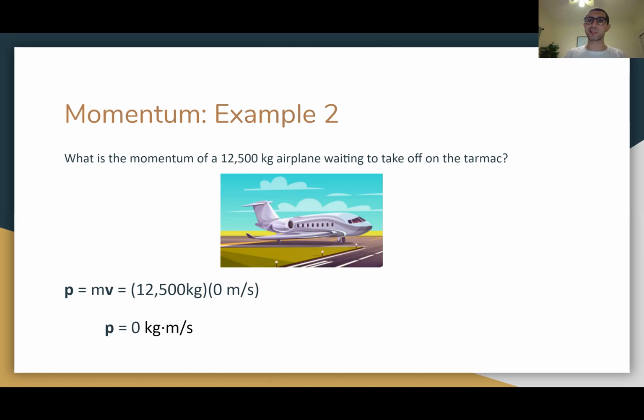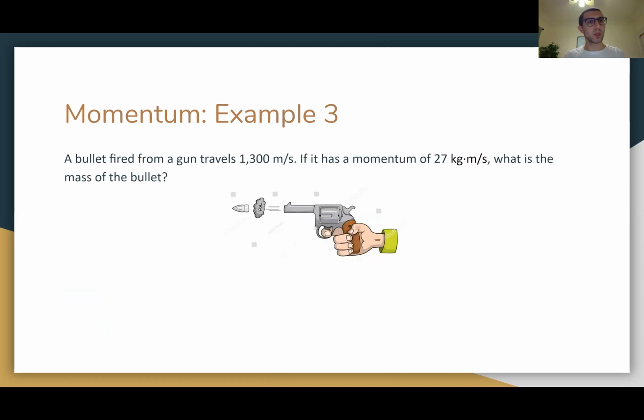Good. Let's do one more problem with just momentum. A bullet fired from a gun travels at 1,300 meters per second. If it has a momentum of 27 kilogram meters per second, what is the mass of the bullet? So try solving this one out, and we will reconvene when you're done. So let's see what the answer is.